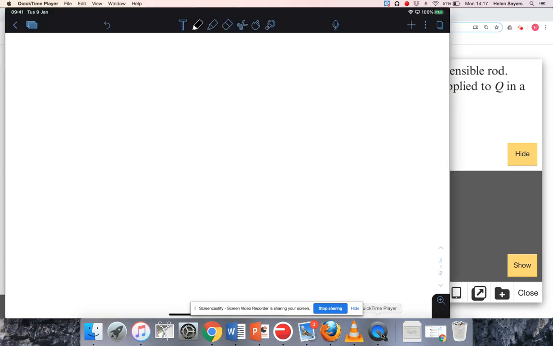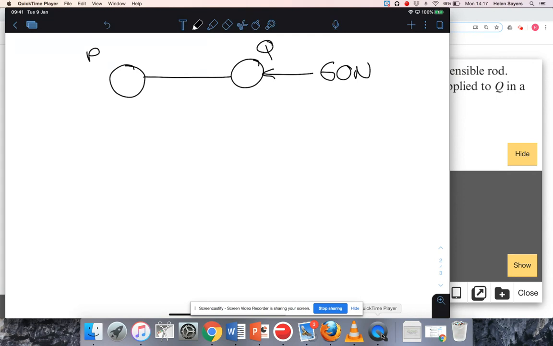So first thing I want to do is get that sketched out. So I've got P and Q connected by a light inextensible rod. There is a 60 Newton force applied to Q, in a direction towards P, and that is causing them to move with a constant acceleration of 2 meters a second squared. I'm told the mass of P is 20 kilograms, so its weight is 20g. I'm not told the mass of Q, they're just calling that m, so its weight is mg.